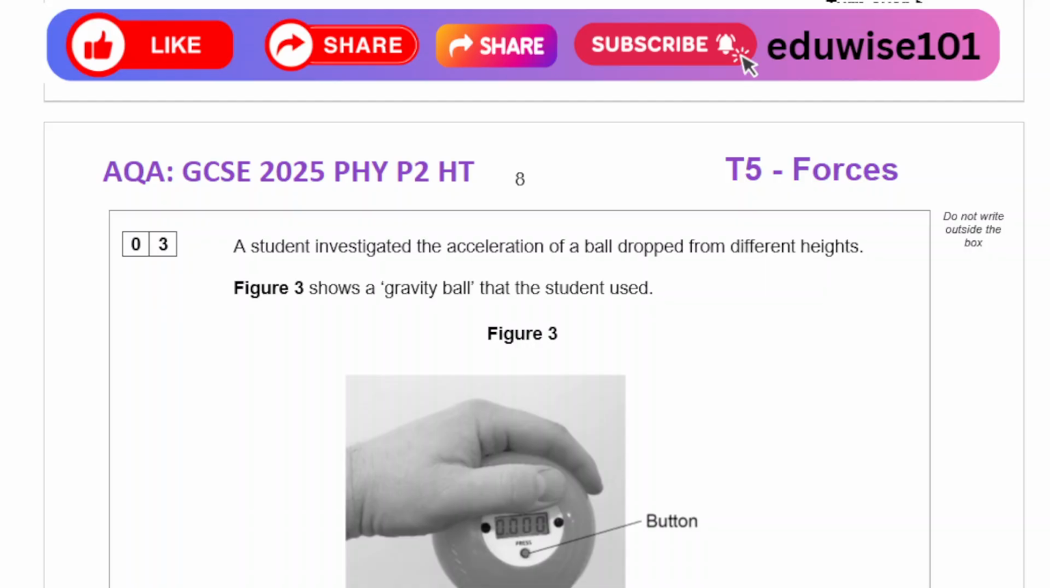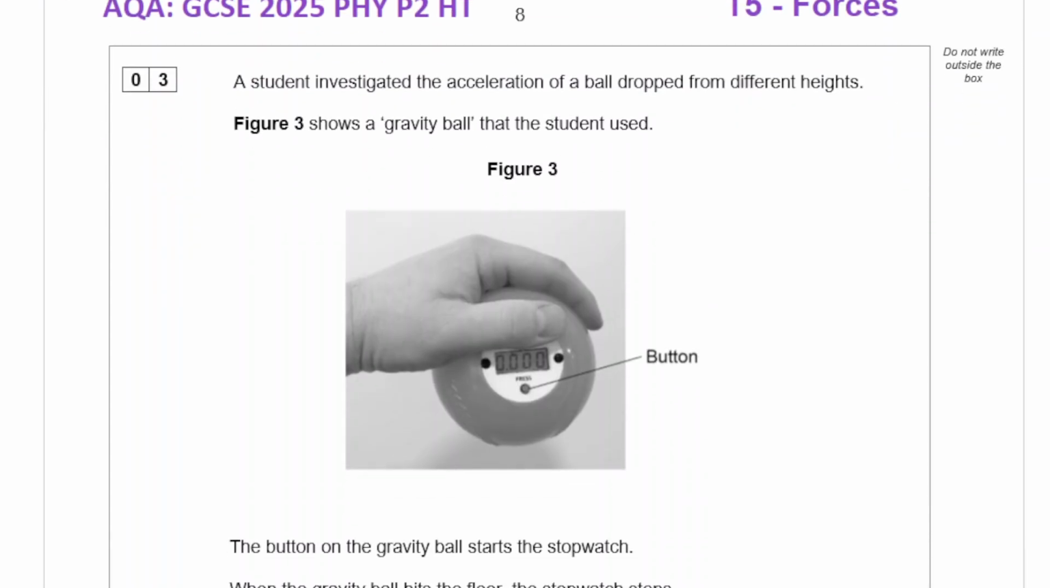In this video, I'm going to go through the AQA Physics Paper 2 Higher Tier from 2025. Question number 3 is on the topic of forces. A student investigated the acceleration of a ball dropped from different heights. Figure 3 shows a gravity ball that the student used.